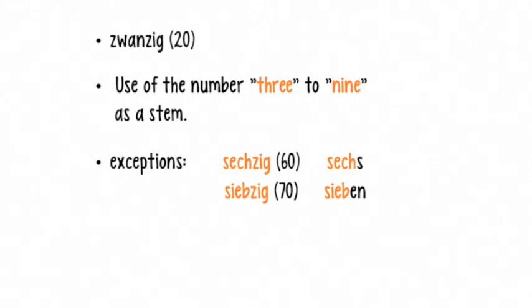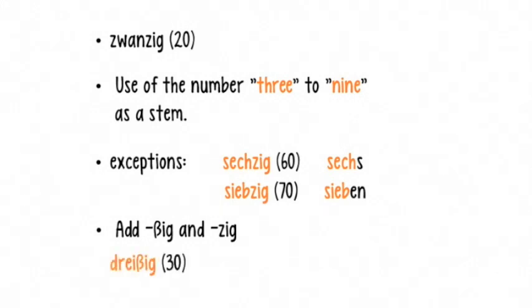In the word sechs, you have to cut out the S, and in the word sieben, you have to cut out the EN. After using the numbers 3 to 9 as a stem, you have to add either sig with SZ or zig with Z. There's only one case where you use the first option. It's 30, which means 30. For the numbers 40 to 90, you use the second option.